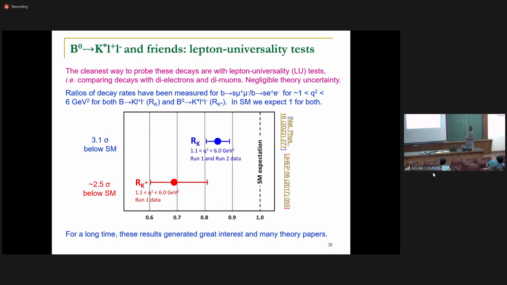Well, this is something which was lingering around like a bad smell for almost 10 years. So this is unity, but here's a measurement of RK, so that's for the B to K l l thing, and here RK star. So you see in both cases, these are lower than unity. So this is suggesting that the decays into the muons are happening less frequently than the decays into the electrons. So for a long time, these results generated great interest and many theory papers.